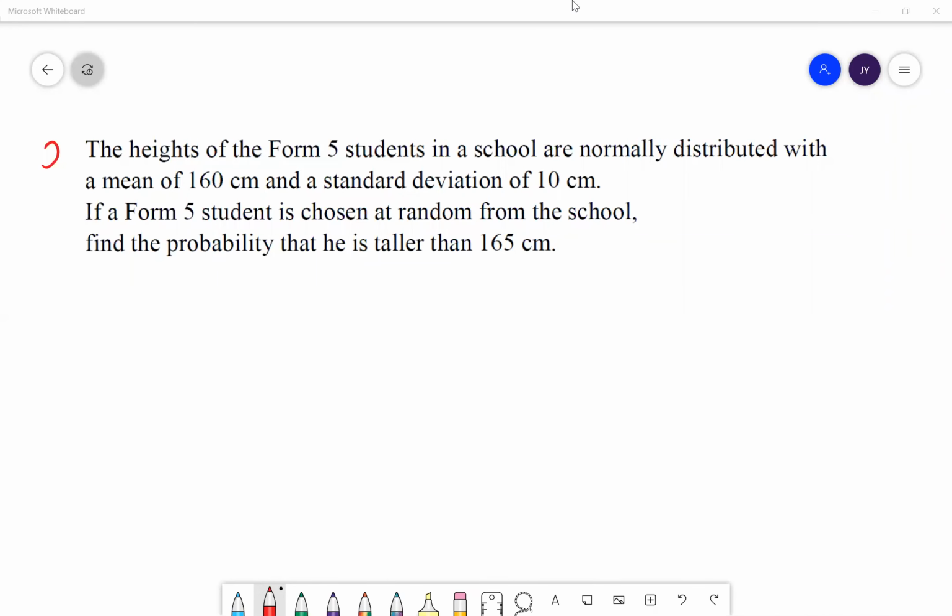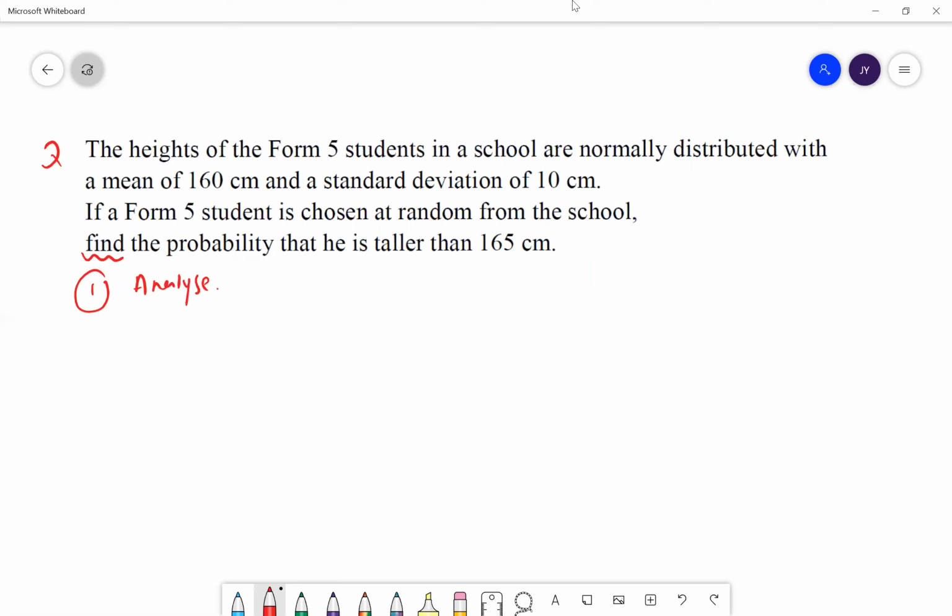Students, today we're going to analyze one question. The question is: the heights of the Form 5 students in a school are normally distributed with a mean of 160 cm and a standard deviation of 10 cm. If a Form 5 student is chosen at random from the school, find the probability that he is taller than 165 cm. Okay, first things first, we need to analyze.